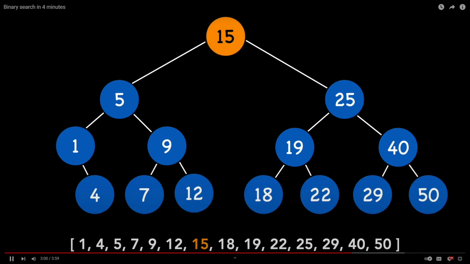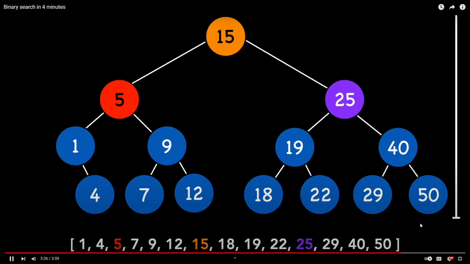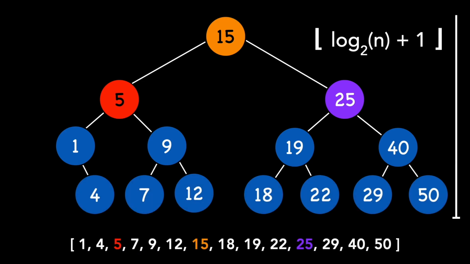The root node will be the middle element of the array, 15. The left child of the root will be the middle element of the lower half, and the right child of the root is the middle of the upper half. We follow a similar pattern for the remaining nodes. I won't prove it here, there's further reading I'll link in the description, but the height of this tree is the floor of log base 2 of n plus 1.